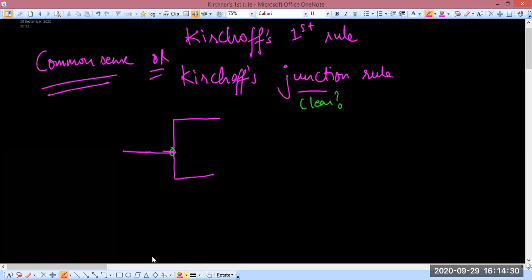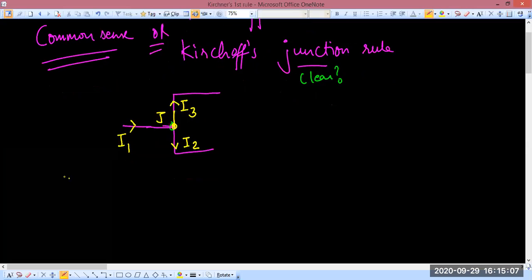Here is the rule. So suppose there is a current I1 here, right? Suppose there is a current I1 coming in like this towards the junction, and let's say that there is a current I2 going out, okay? And let's say there is one more current I3 going out, going away from junction, okay? So put in a very simple way, this is the statement of Kirchhoff's junction rule. Write it in the exam, you will surely get marks, right?